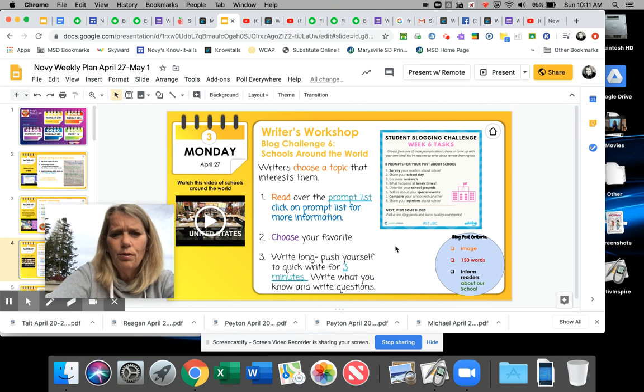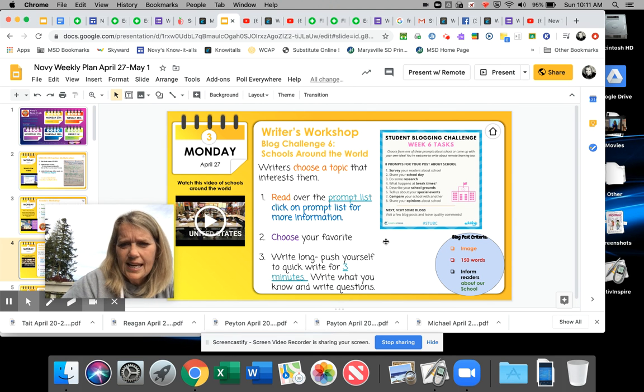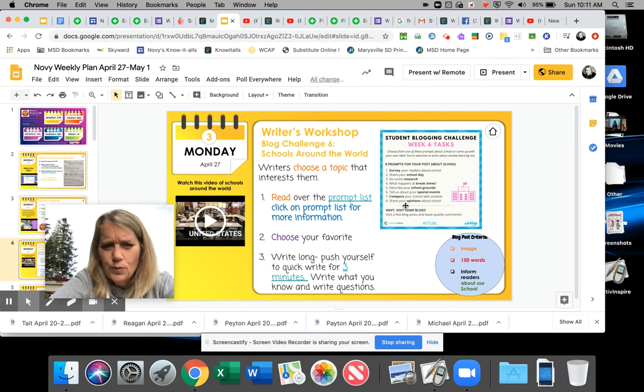Step 1, read over the prompt list. You can click it again, read more information. This is kind of a short summary of the 8 possible choices. Choose your favorite. I'm leaning towards what do we do during break times. Number 3, write long. So I have my handy dandy notebook. I would write long. Push yourself to just write and ask questions. Just write everything that you can about your topic that you're choosing.